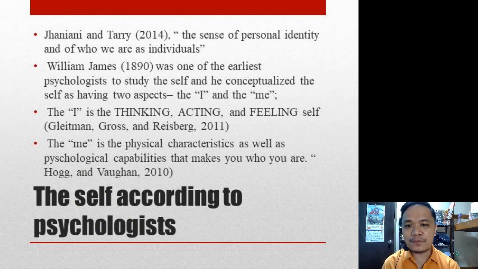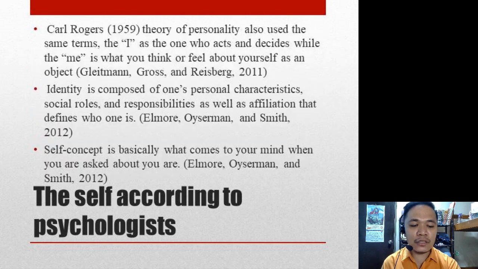the psychological capabilities that will reinforce the way you think physically about yourself. That's the me. Okay? So, moving on to the next, we have Carl Rogers, 1959. The theory of personality also used the same terms, the I, as the one who acts and decides, while the me is what you think or feel about yourself as an object.